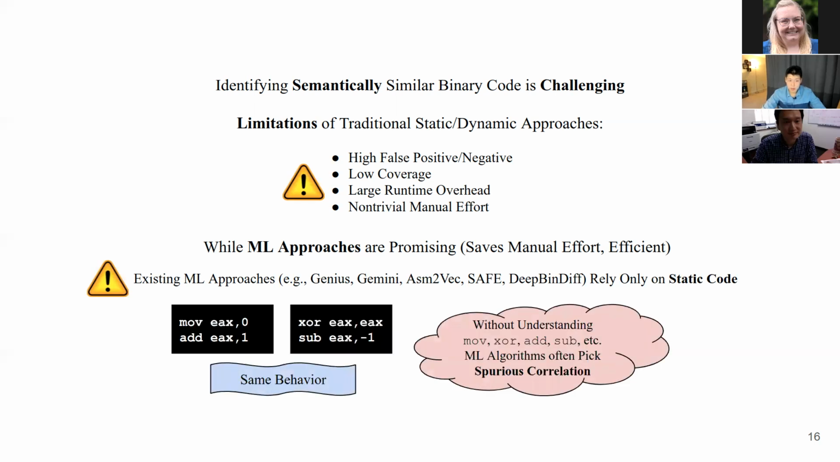For example, as shown in these two code pieces, they are both setting EAX to 0 and then incrementing EAX by 1. They have exactly the same behavior, or exact same semantics. However, they have very different syntactic texts. So without understanding the actual execution semantics of move, XOR, or other operations, ML algorithms often pick up spurious correlations to learn that these two code pieces are similar.